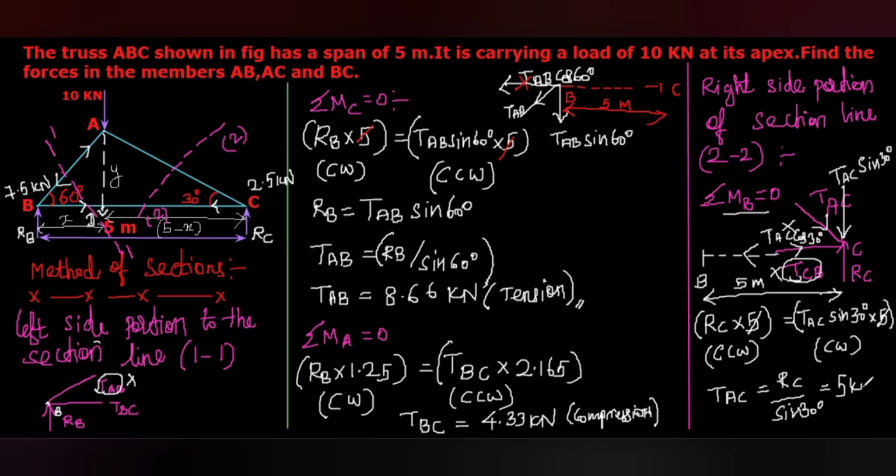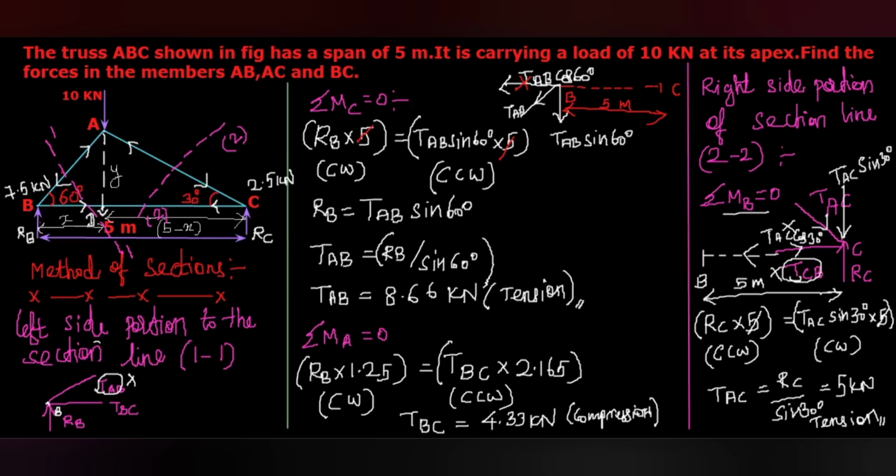Here you can see this TAC is acting inwards to the joint C. Same way, it will act inwards to the joint A. So this AC will be in tension.